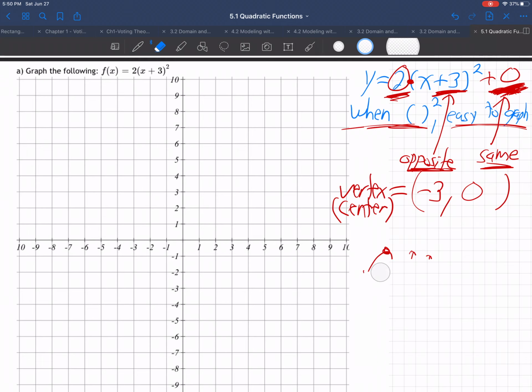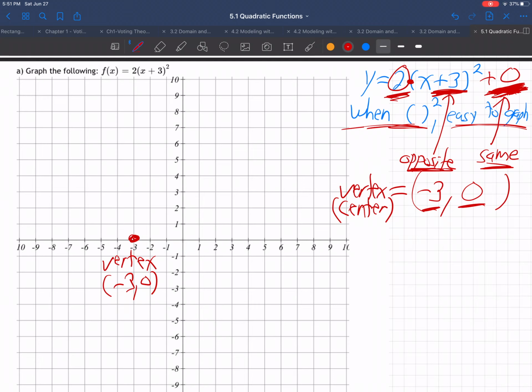I call it plastic surgery. We make it look different without being different. Remove the wrinkles, same problem. We added 0, that changes nothing. So take the opposite of the number in the parentheses, that'd be negative 3, and the same as the number added out there, if there's nothing, 0. So what about negative 3, 0? Right there, negative 3, 0. That's going to be our vertex. That's the center of our parabola.